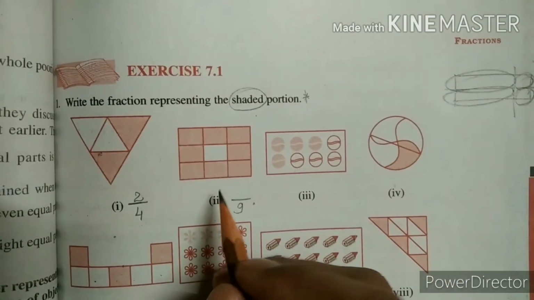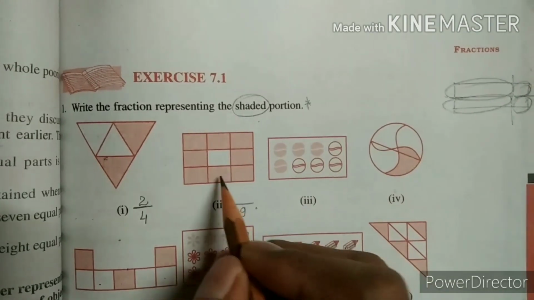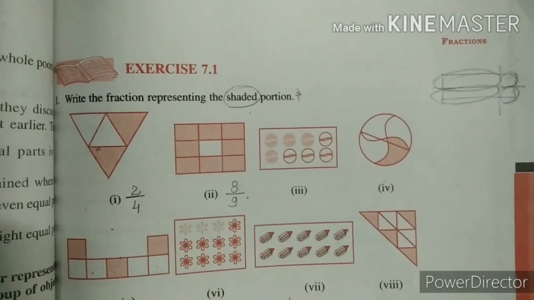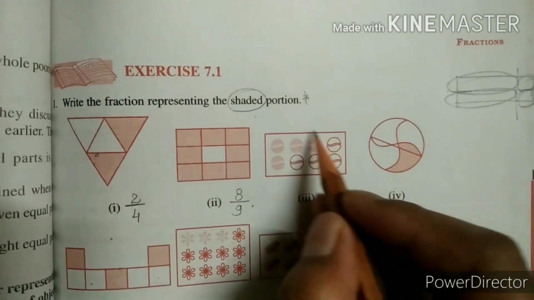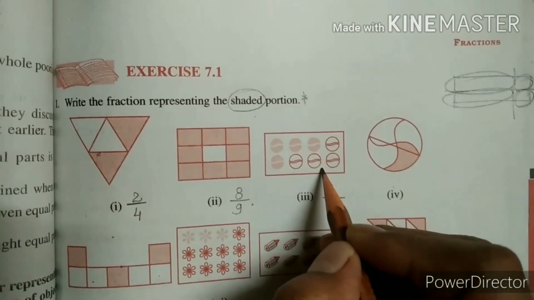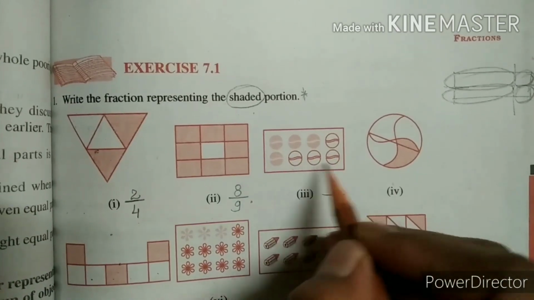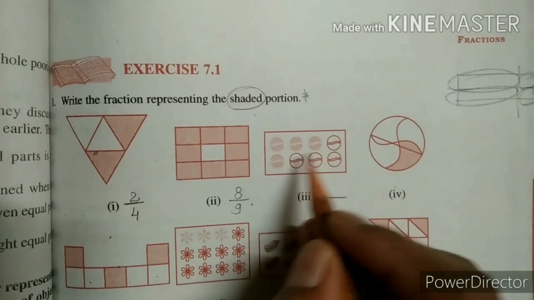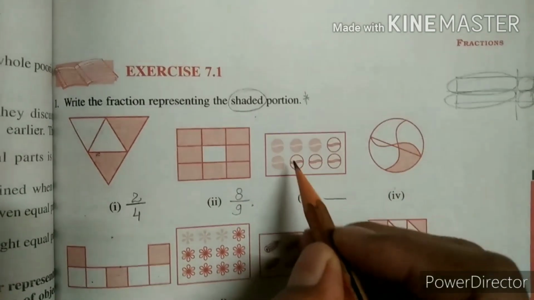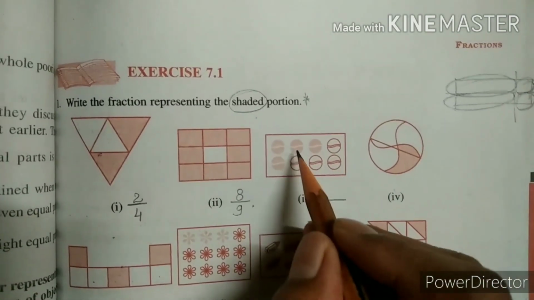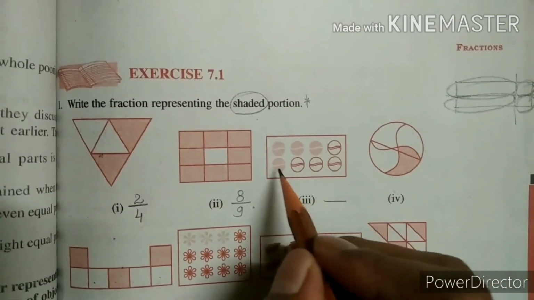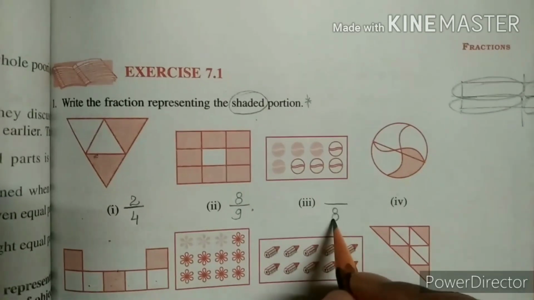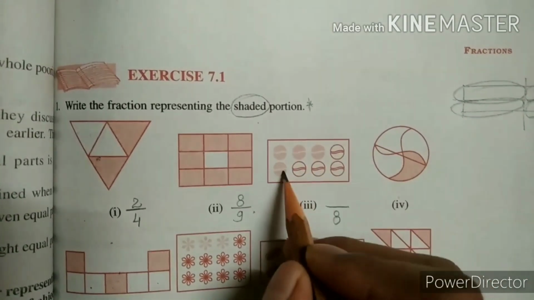And how many are shaded? 1, 2, 3, 4, 5, 6, 7 and 8 are shaded. In third, here you can see we have a group of objects, different balls are here, but in the earlier ones we had one single object. So here we have a group of objects. How many balls are here? We have 1, 2, 3, 4, 5, 6, 7, 8 balls. The total will come downside. And how many are shaded? 1, 2, 3, 4 are shaded.